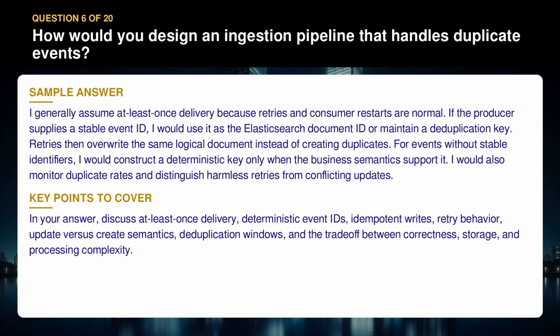In your answer, discuss at least once delivery, deterministic event IDs, idempotent writes, retry behavior, update versus create semantics, deduplication windows, and the trade-off between correctness, storage, and processing complexity.